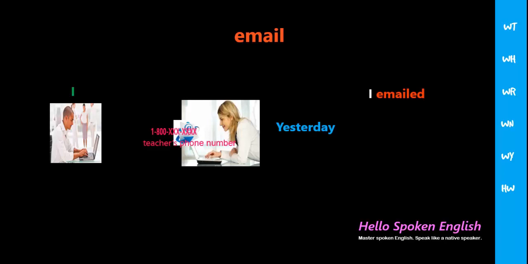Yes, I emailed, not I email, because it happened yesterday, right? Next, you have to tell more information about the main idea. Emailed who? Yeah, her. And emailed what? The teacher's phone number. And the last thing? When? Yesterday. I emailed her the teacher's phone number yesterday. Easy, right? You can change the information of who, what, and when to whatever you want.